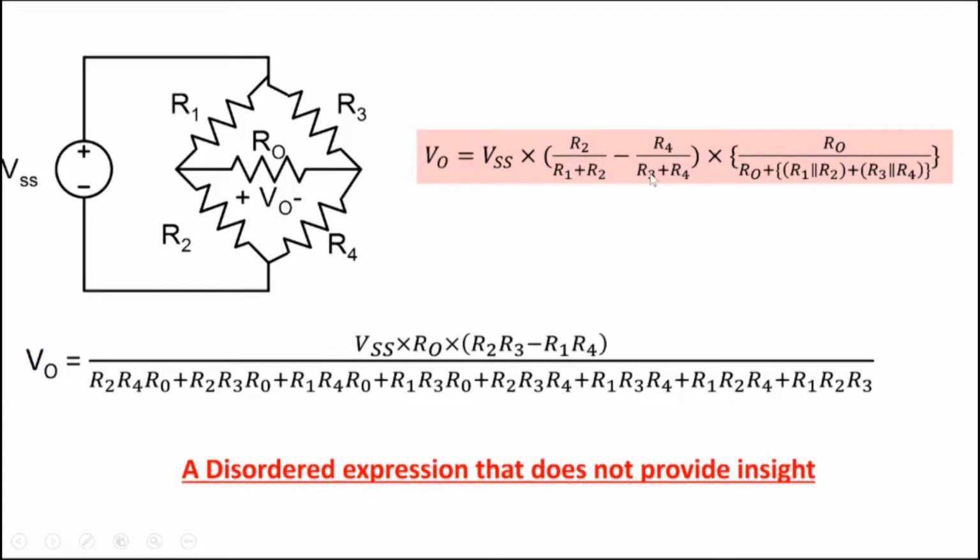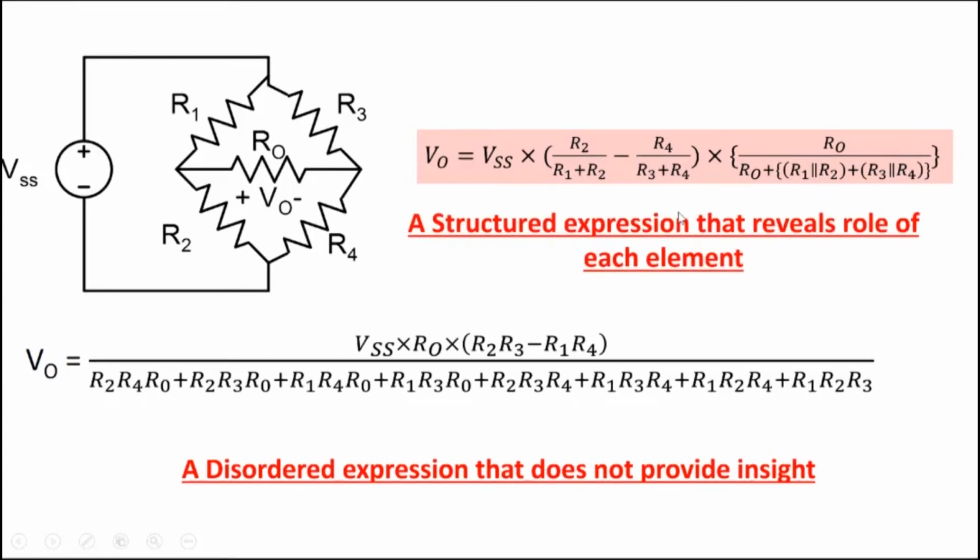On the other hand, this expression that you see here, we call it a structured expression. There's a structure in it. It's not a flattened one, where all terms in the denominator each have 3 resistors. Well, this has a structure in it, and that reveals the role of each element. It's more evident that look, R1 is in parallel with R2, R3 is in parallel with R4. So it reveals the role, the importance of it. Okay, so we'll come back to that. So this is a structured expression that reveals the role of each element in a more explicit manner.